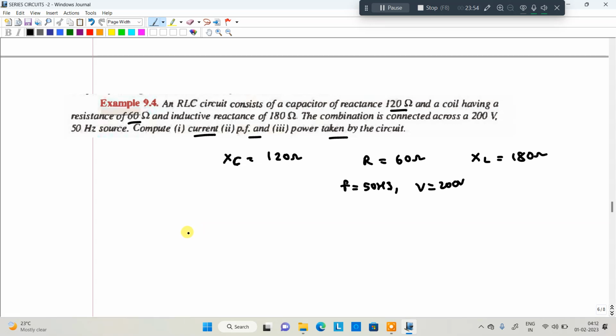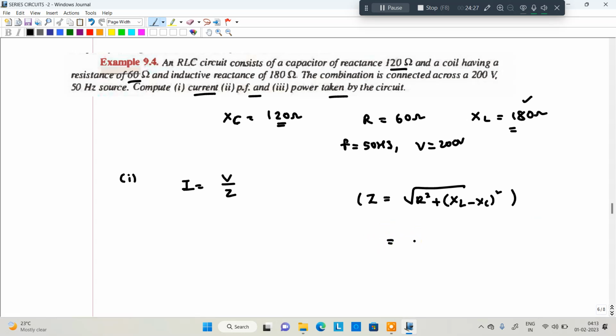First of all, current I is equal to V by Z. What is the V? 200. But you don't know the Z. So you can find that Z is equal to the square root of R squared plus, is XC more or XL more? XL is more. That's why the formula is XL minus XC, whole squared.